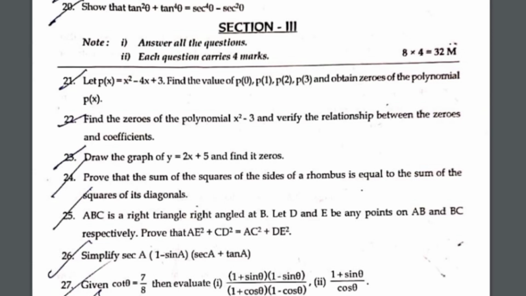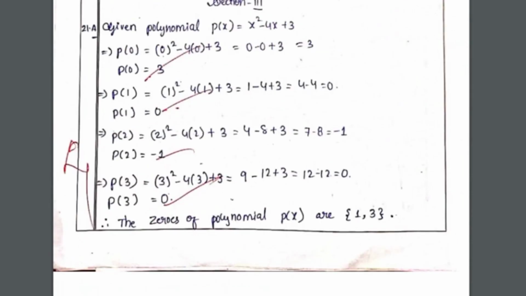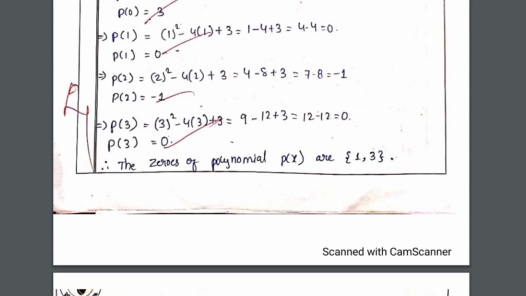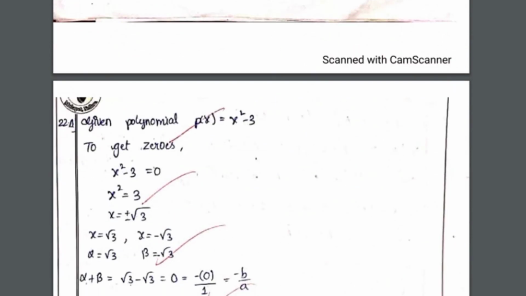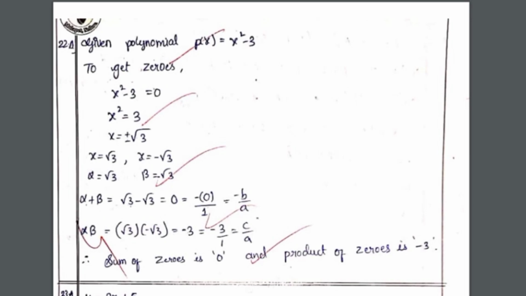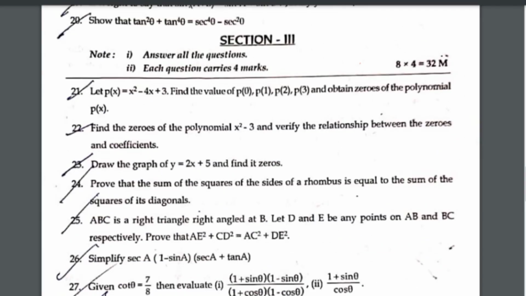Next question, find the zeros of the polynomial x square minus 3 and verify the relationship between the zeros and the coefficients, right? This answer is an example problem from the textbook. So this is the 21st question answer. If you want to verify, you can verify this. Okay. And yes, 24. This is one of the example problems from the textbook, and you can check how she wrote it and how she got full marks for this question also.